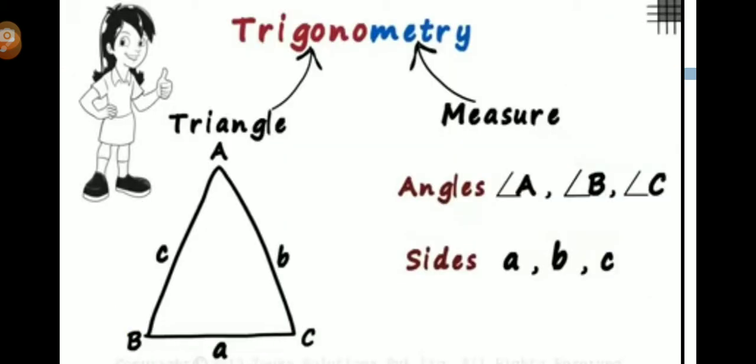Trigonometry. Here, the red part is the triangle. Trigono means triangle, and the blue part here is the measure. Trigonometry is one of the most feared topics in mathematics, but in reality it is extremely simple.